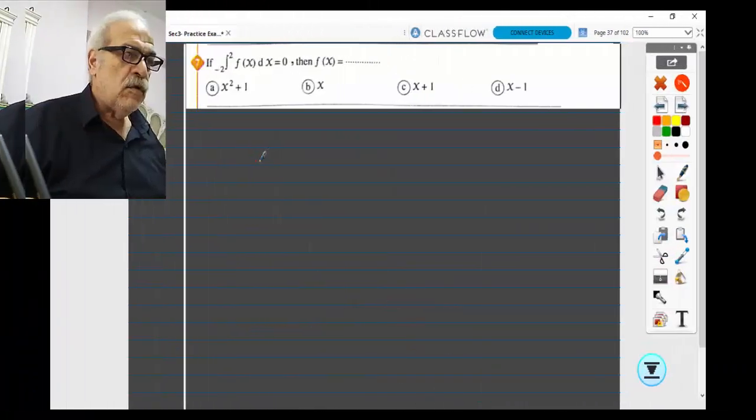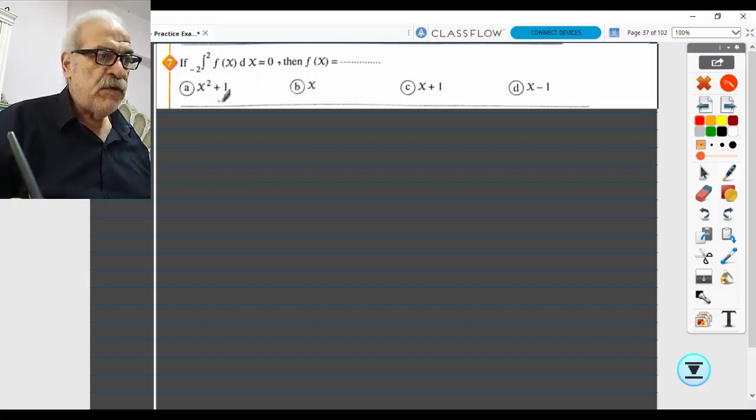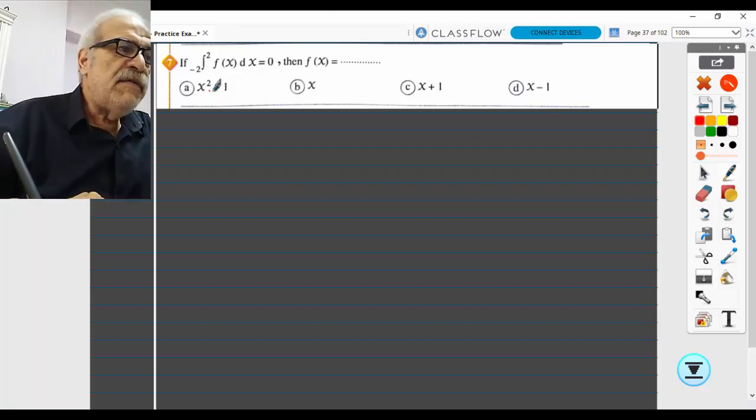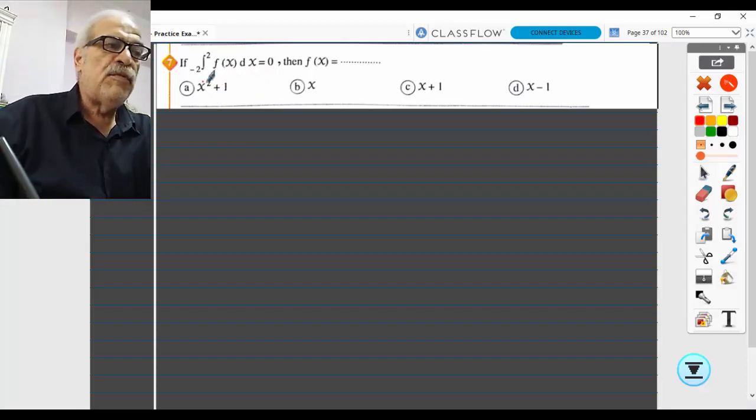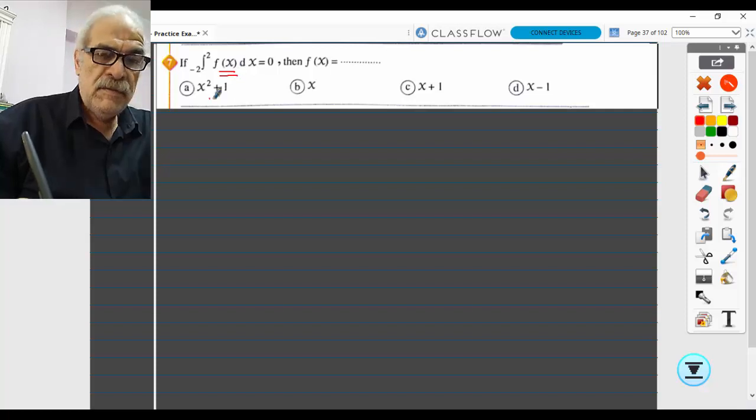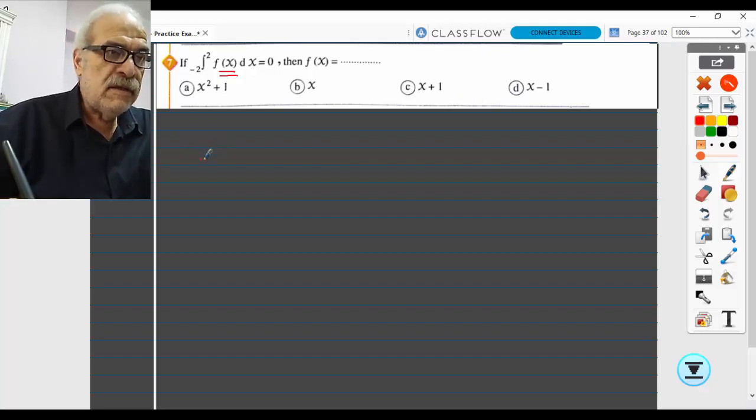Next question. Question number 7. If the integral of f of x dx equals 0, from negative 2 to 2, then f of x equals, okay, we have a rule. If the integration equals 0, from negative a to a, then the function f must be odd. What is the odd function here in this part? Okay, let us check it.